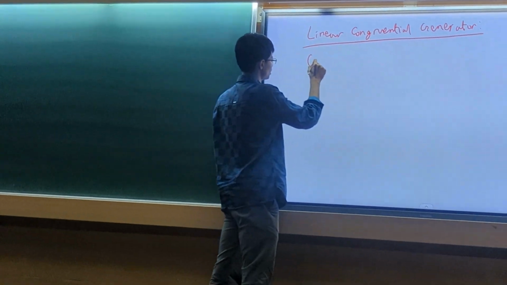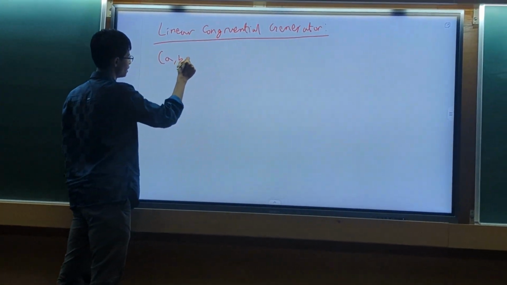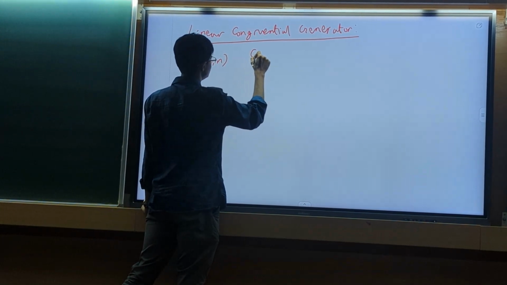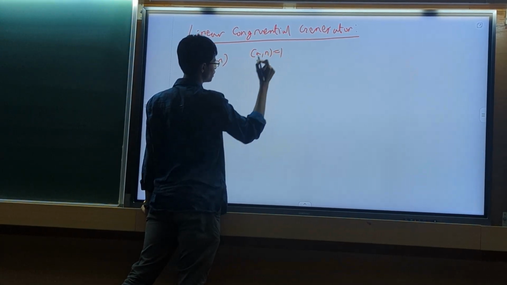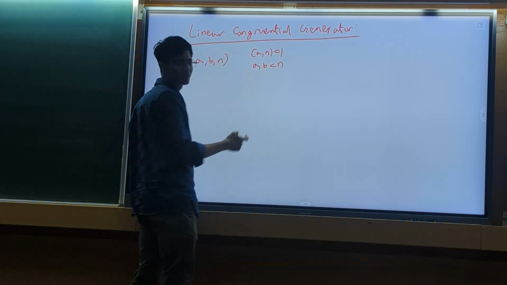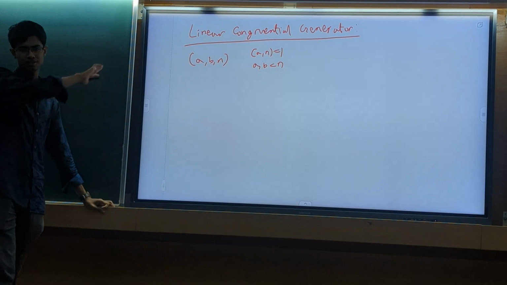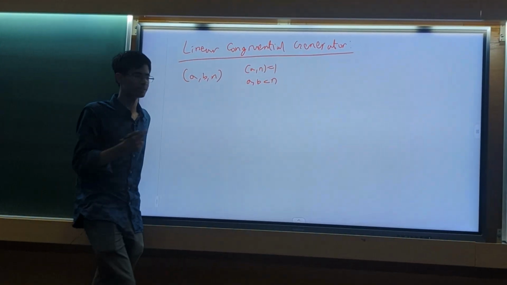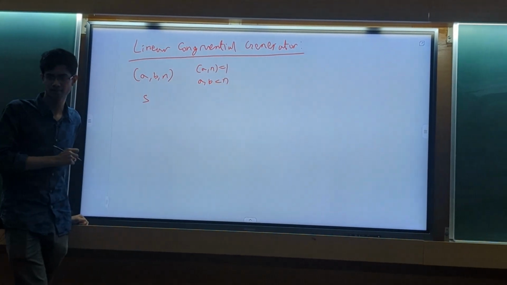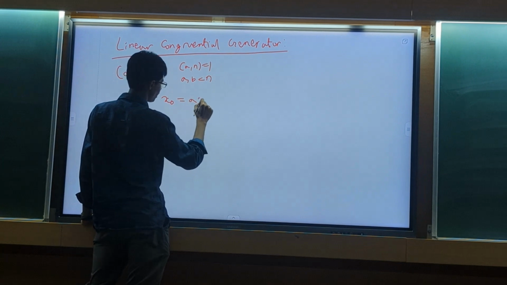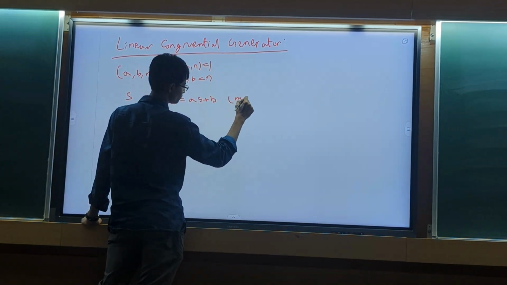This is how the linear congruential generator works. It has three parameters, A, B, and N. These are all non-negative integers, where GCD of A and N is equal to 1, and of course A, B are less than N. You will see why. So here's how it generates. Say your seed is S. Your first output value is going to be AS plus B mod N.